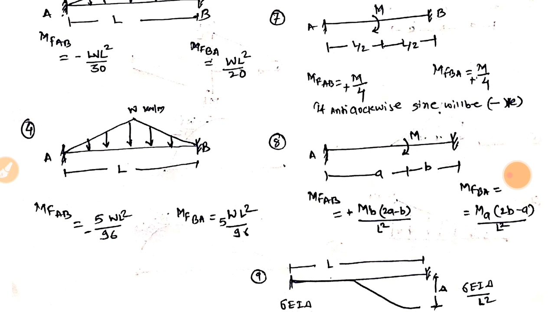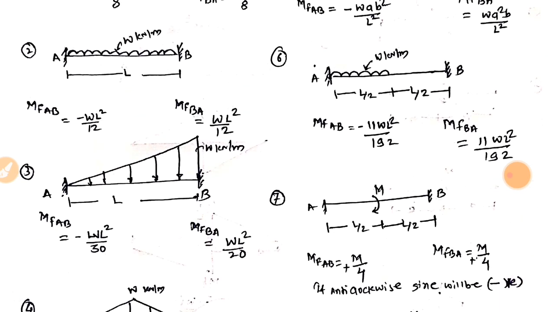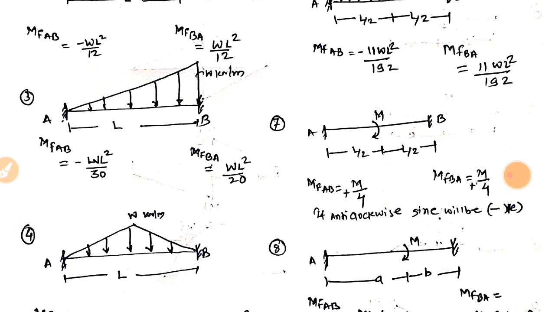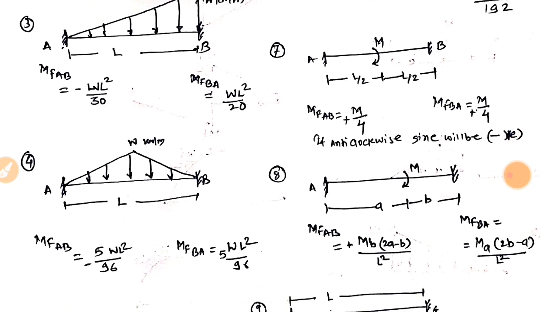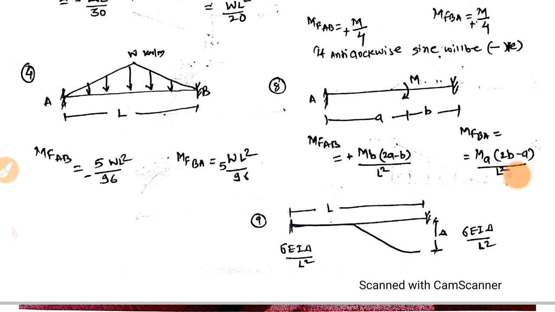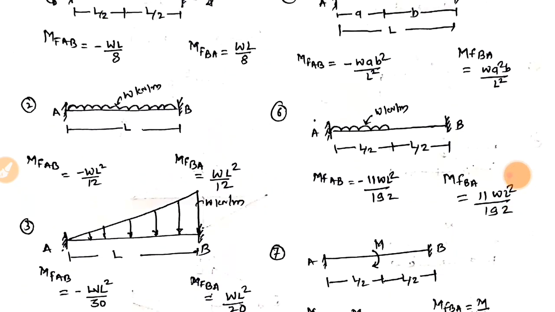Then for symmetric UVL, the triangle will be 5 divided by 96, minus in the first case and plus in the second case. Then 11 divided by 192 when half the span carries the UDL. Moment at the center will be M by 4. Moment at the eccentric distance will be M B into 2A minus B upon L square at point A, and at point B it will be M A into 2B minus A upon L square. Now when sinking is there, it will be 6 EI delta upon L square, but the sign convention we have to consider. So these are the formulas related to the fixed end moment.